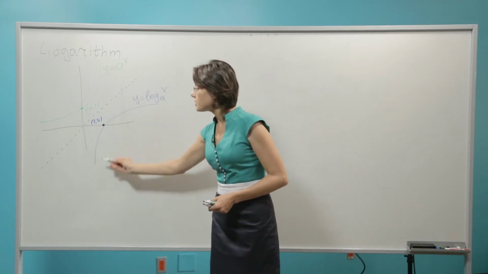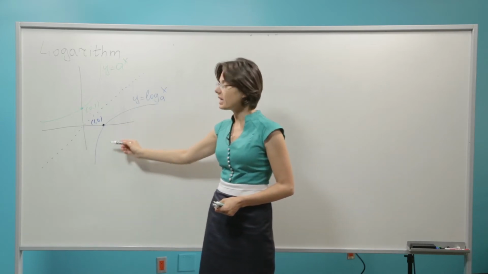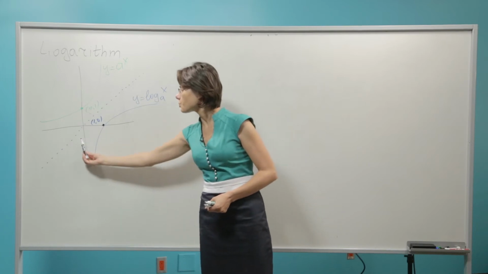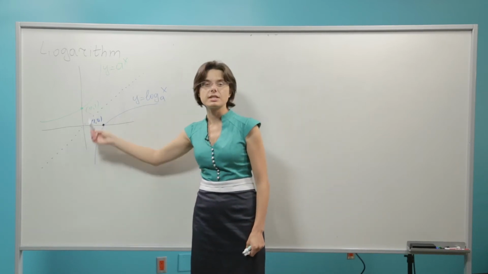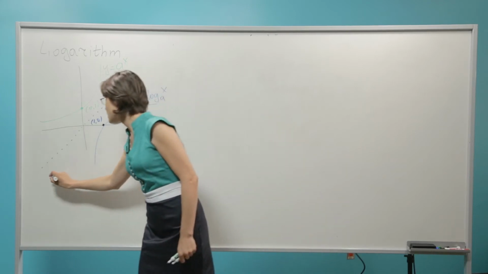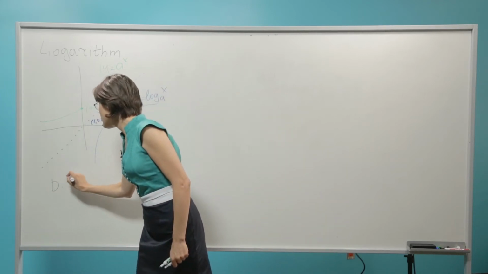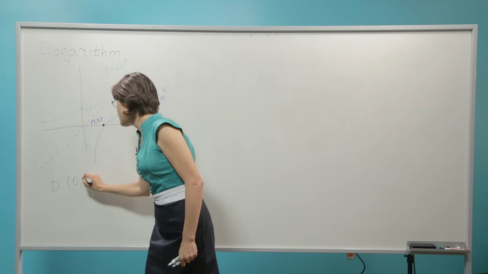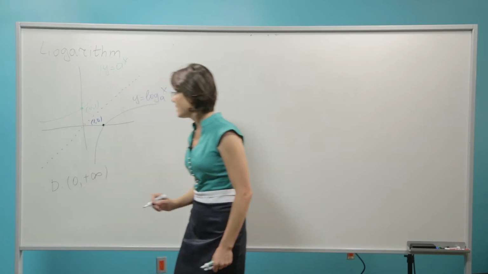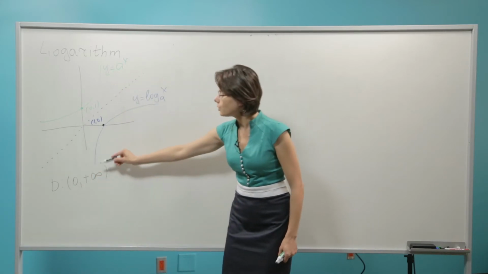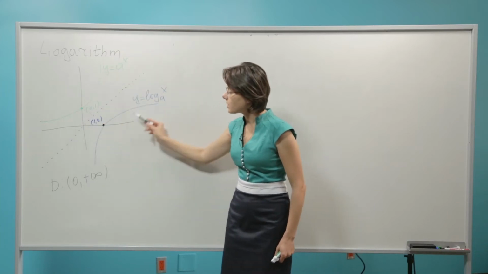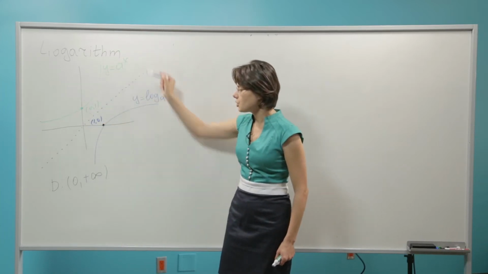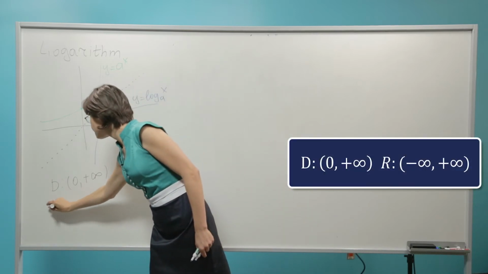If you look at this function, you can see that the domain of the function would be from 0 to positive infinity. Logarithmic function will never intersect the y-axis. So the domain is the interval from 0 to positive infinity. And the range, if you look over the y-axis, is from negative infinity to positive infinity.